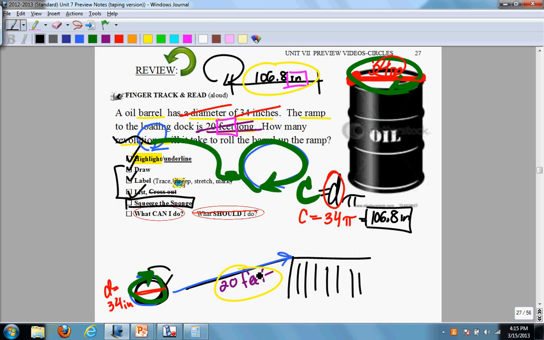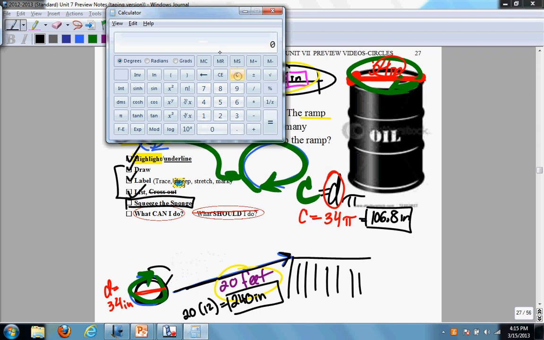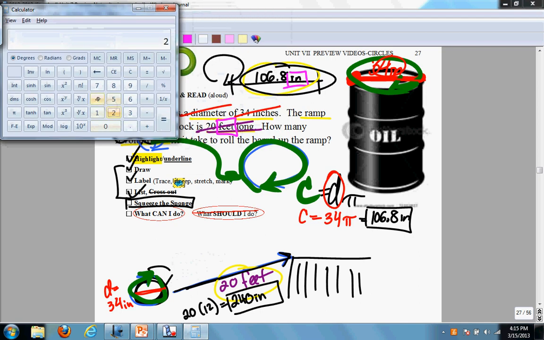We're going to take the feet and put it into inches, so 20 times 12. That's 20 times 10, which is 200, plus 20 times 2, which is 40. So I have 240 inches. For this barrel to go up here, it's going to have to travel 240 inches. Every revolution gets me 106.8 inches. So I'm going to go 240 inches divided by 106.8 inches.